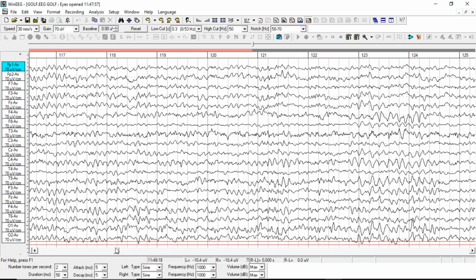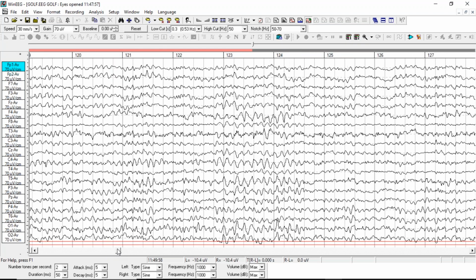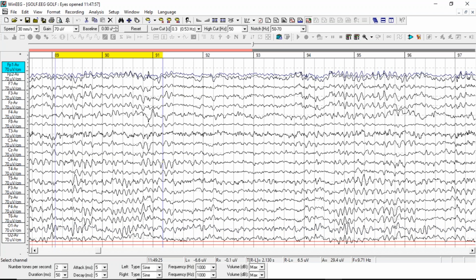So we have a brain that's getting tired, we have a golfer that's getting tired, and every now and then we have bursts of those low brainwave activities which go from the front of the head to the back of the brain. So they go from the prefrontal cortex all the way to the occipital cortex. And if we drag the channel, we can see that they are stable.